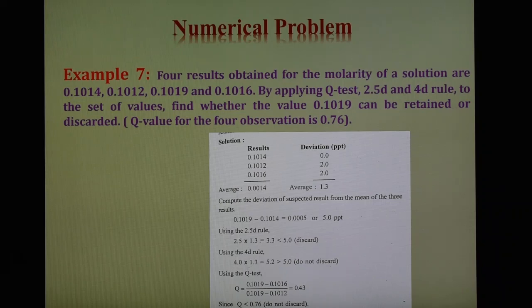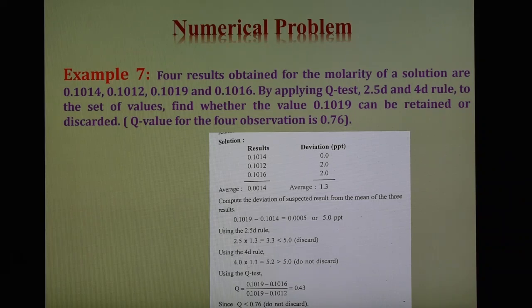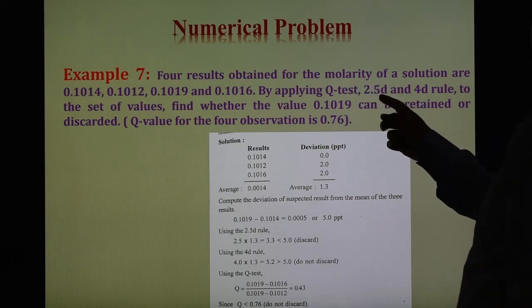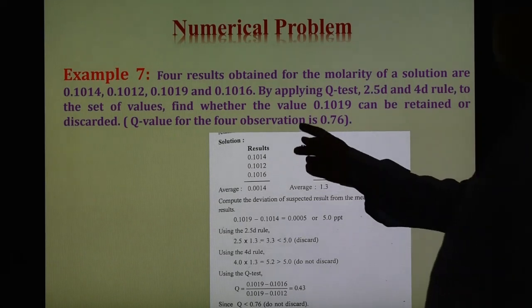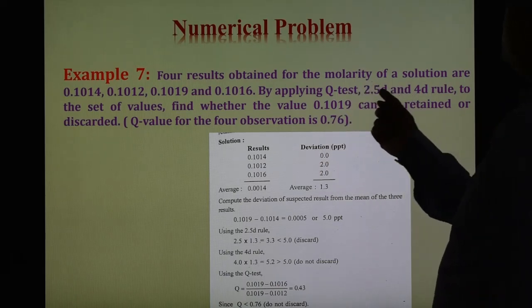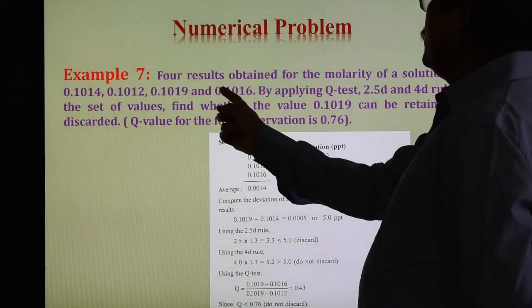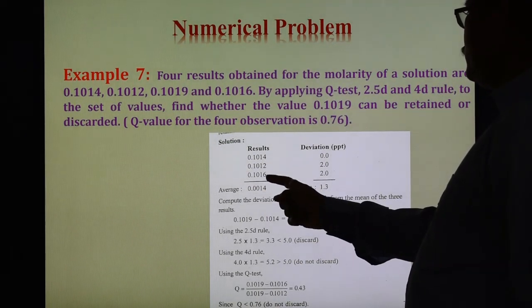And example number 7: 4 results again obtained for the molarity of the solutions are 0.1014, 0.1012, 0.1019 and 0.1016. By applying the Q test, 2.5D and 4D rule to the set of values, find whether the value 0.1019 can be retained or discarded or rejected. The Q critical value for 4 observations is given as 0.76. So here there are 4 values, 1, 2, 3, 4. The doubtful value is 0.1019, so initially discard this value, and these 3 values are there.